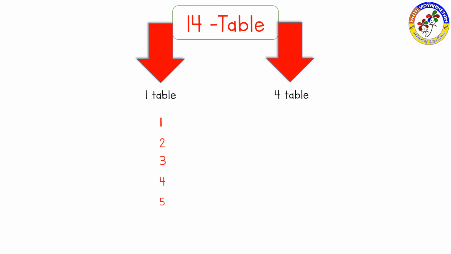So write 4 table. 4 ones are 4. 4 twos are 8. 4 threes are 12. 4 fours are 16. 4 fives are 20. Now let us compare this. 1 4 that is 14.